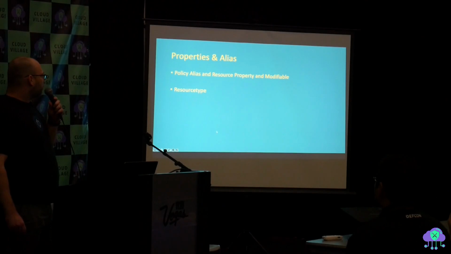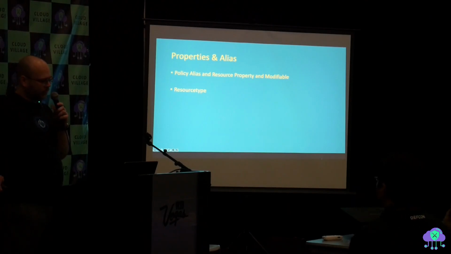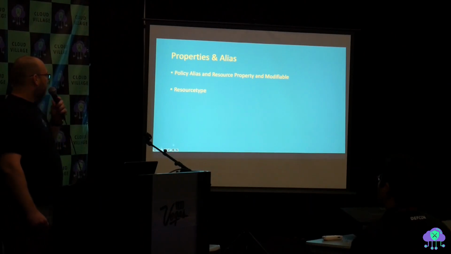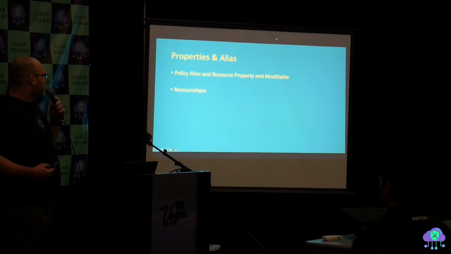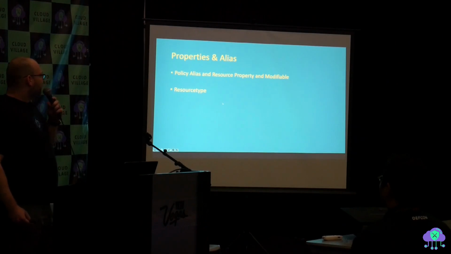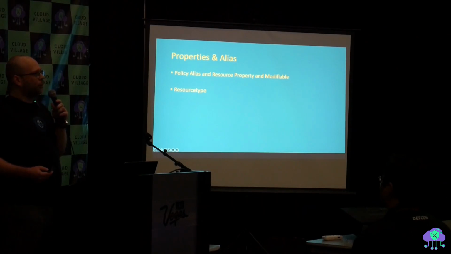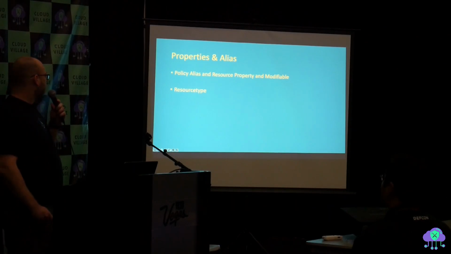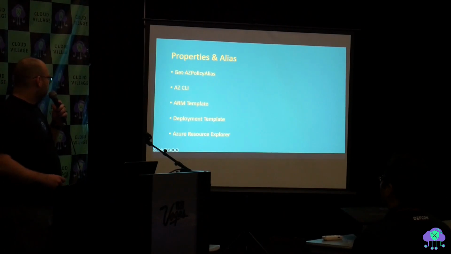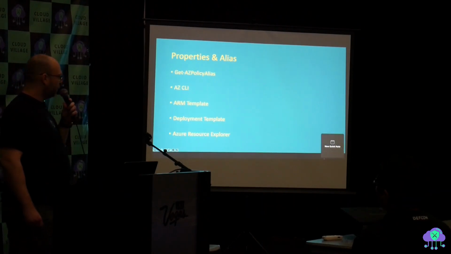So to create one policy, we will need something to work on. So we will need the property of the Azure resource itself. And for that, we will look for something called policy alias and resource properties. And if you are modifying something, so if you use the effect called modify, then you also need your property itself to be modifiable. I will have some examples of how to look for these.